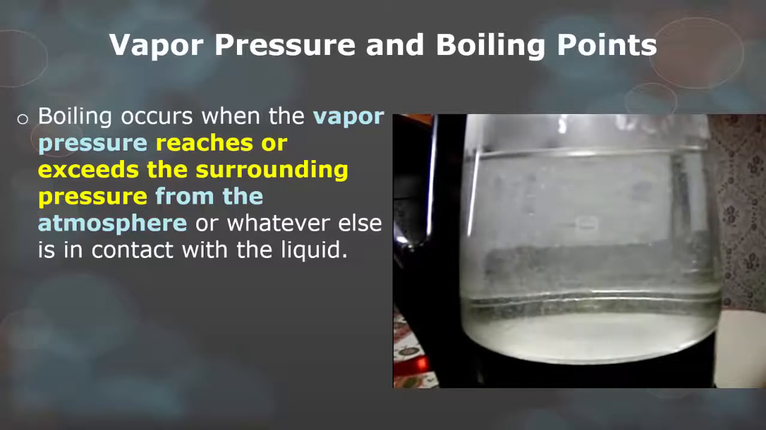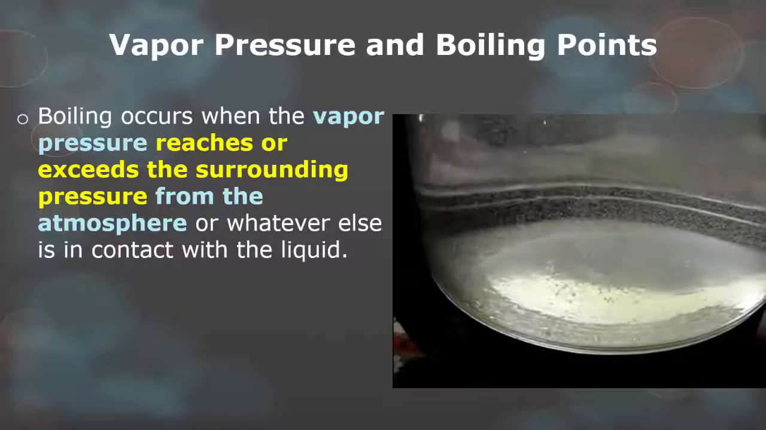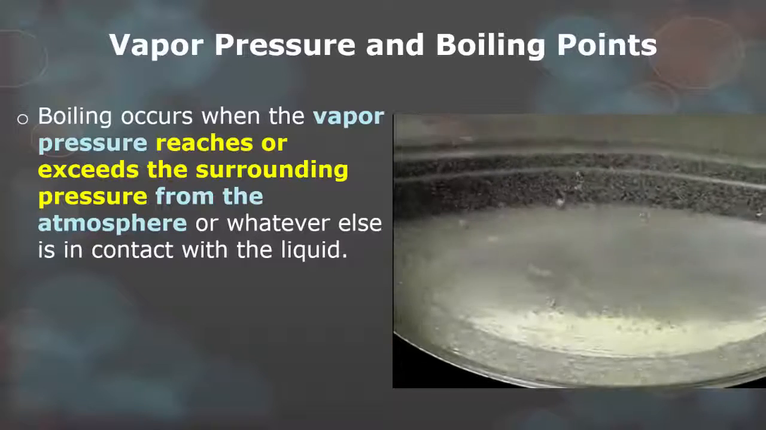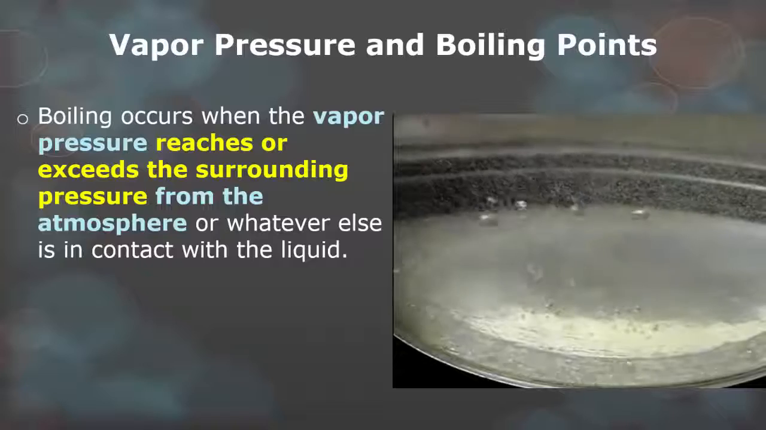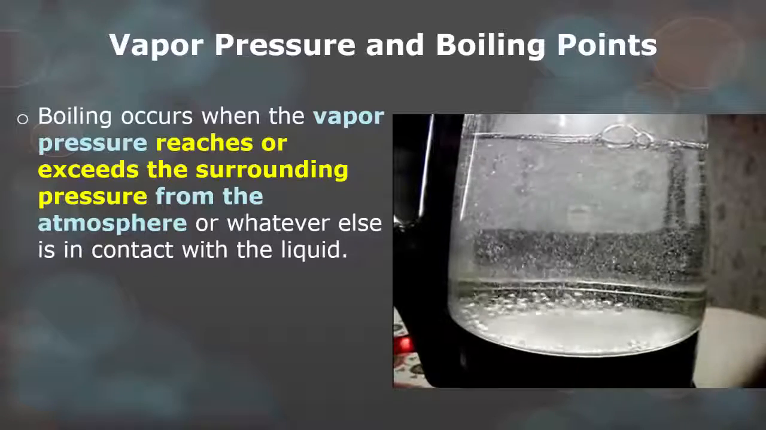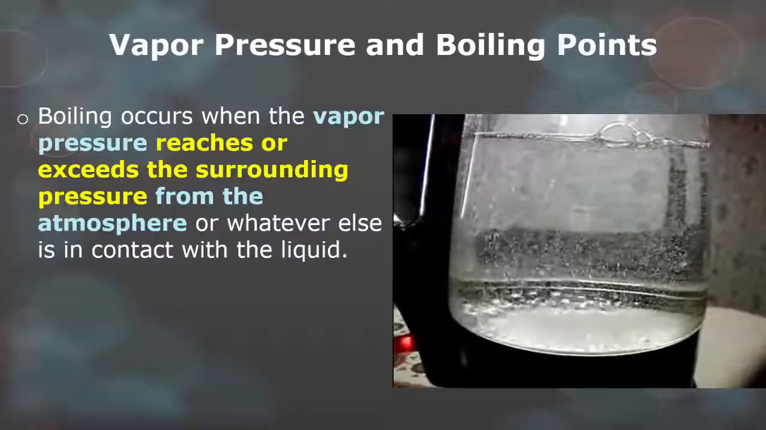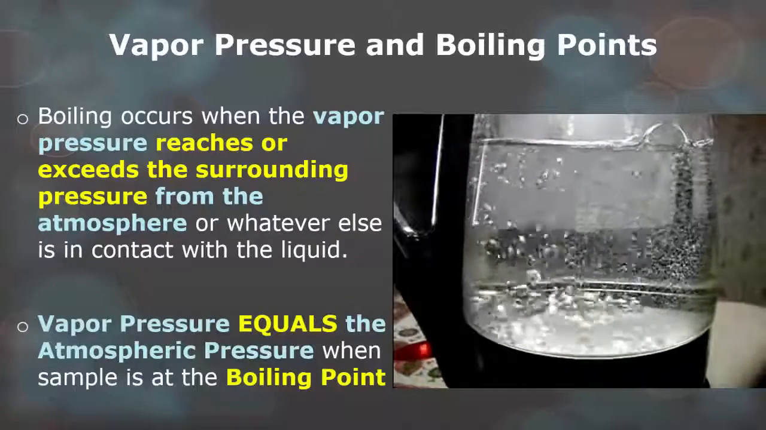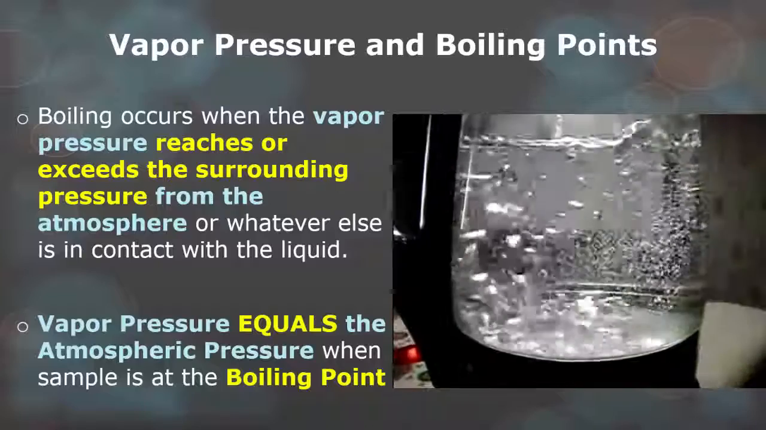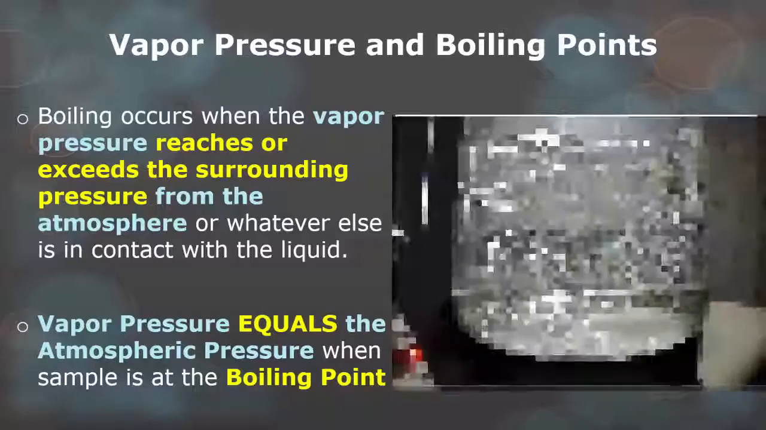Boiling occurs when the vapor pressure reaches or surpasses the surrounding pressure from the atmosphere, which means that the gas trying to be released from your liquid has more force than the pressure pushing down on your sample of liquid. So when your vapor pressure is equivalent to your atmospheric pressure, this means your sample is at what we call the boiling point.